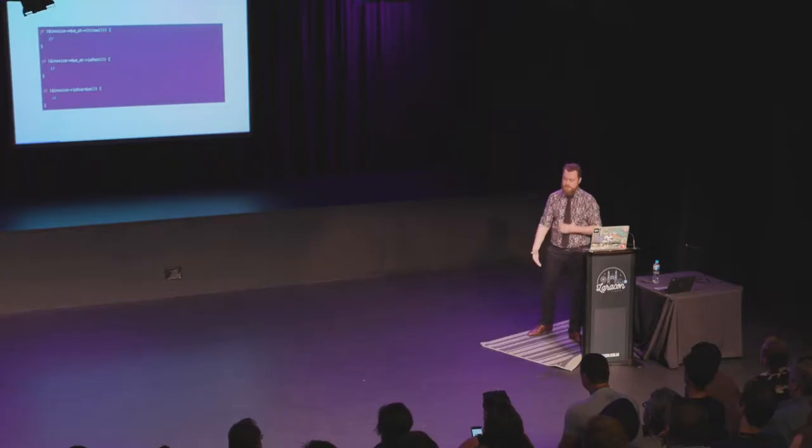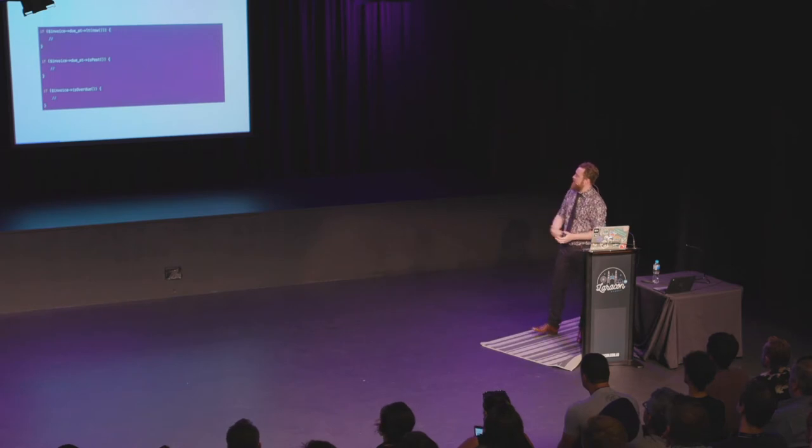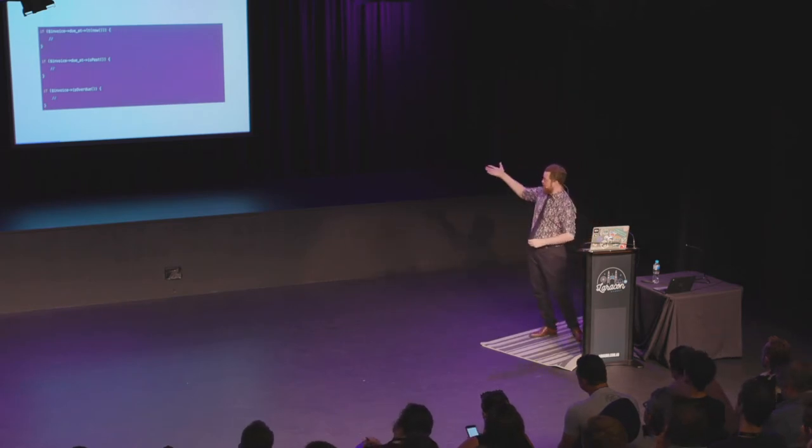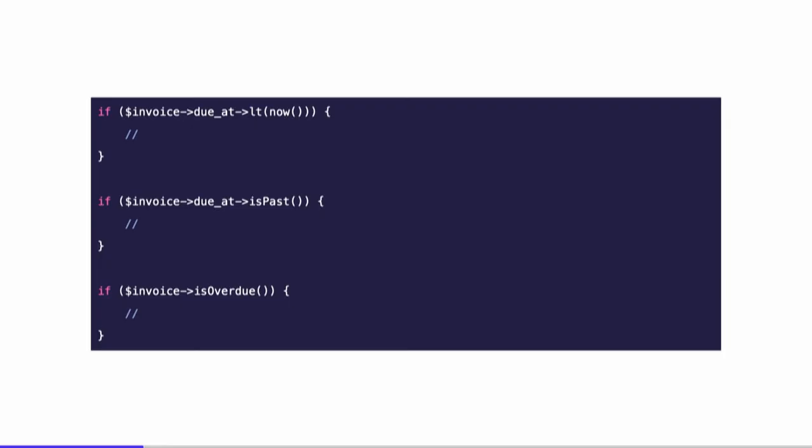So Carbon came along and said, we can make this more expressive. We can add an isPast, right? Because they can make that much nicer for us to work with. So now we can say, if the invoice due_at isPast, okay, we know due_at's a date. Great, so we know that the date is past. And that's much more expressive. But Carbon can't take that down to our domain. That's their domain. They've made it as expressive as they can. So they've got isPast, isFuture, isToday, things like that.